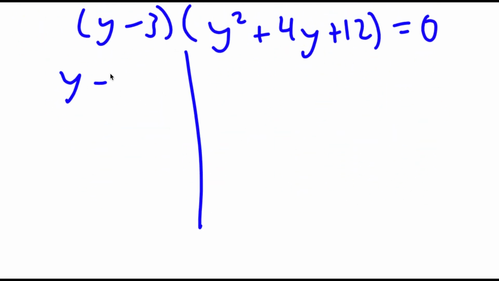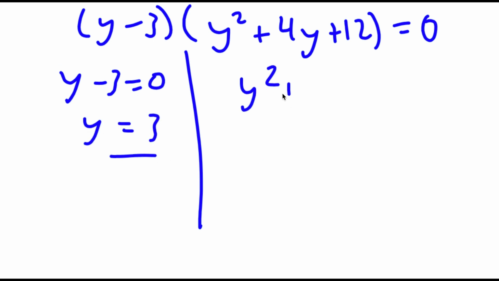So this gives me two equations. y minus 3 is equal to 0, which means y equals 3. This is one solution. And y squared plus 4y plus 12 is equal to 0.